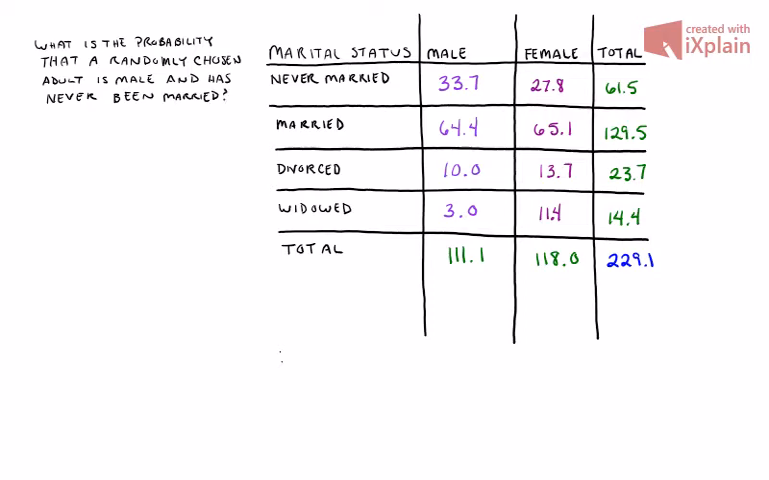If we wanted to notate this, using probability notation, we would use P to represent probability, and then we would write in male and never married. So we have these two pieces. This is essentially what makes it joint.